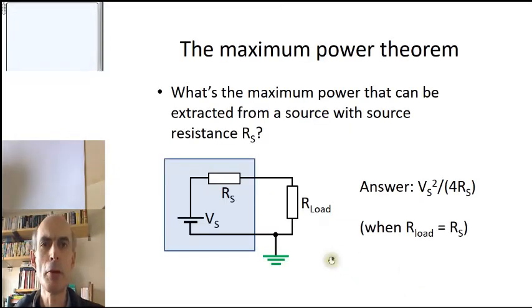You might remember that the maximum power theorem states that if we have a voltage source with a series impedance of Rs, then the maximum power we can extract into a load occurs when the resistance of the load is equal to the resistance of the source. And we can work out what that maximum power is quite easily.